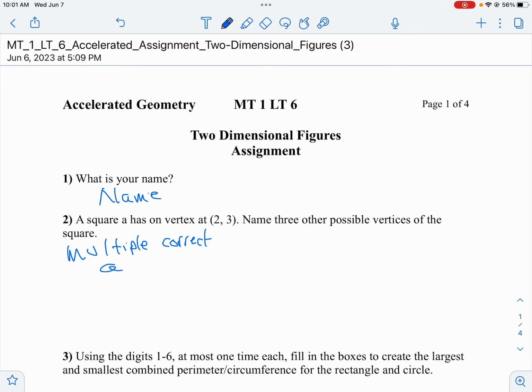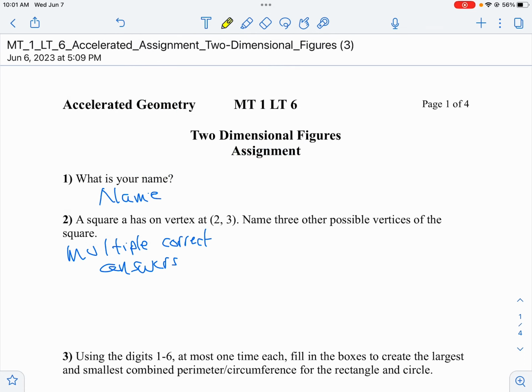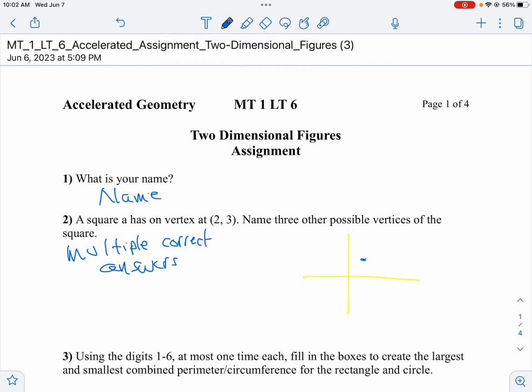Because when you do this, just make sure one of your vertices is at 2 and 3. So if I put a vertex at 2 and 3 right here, it can go in any direction. That is, you could go to the right, you could go to the left, up and to the right, up and to the left, down and to the left, or down and to the right. And then just make sure it's a square. Make sure they're all the same.